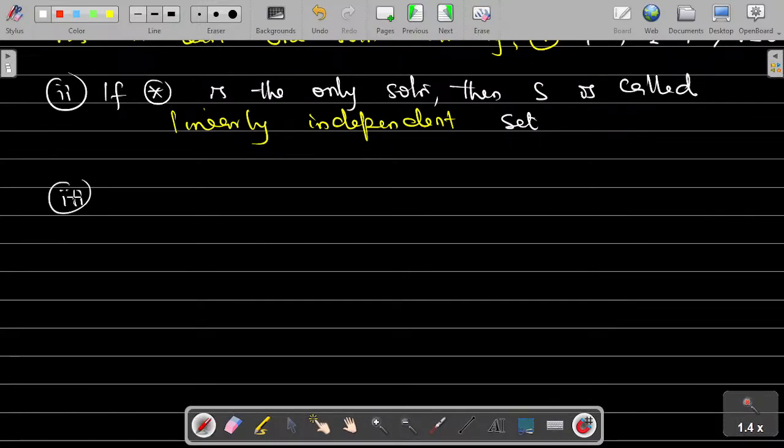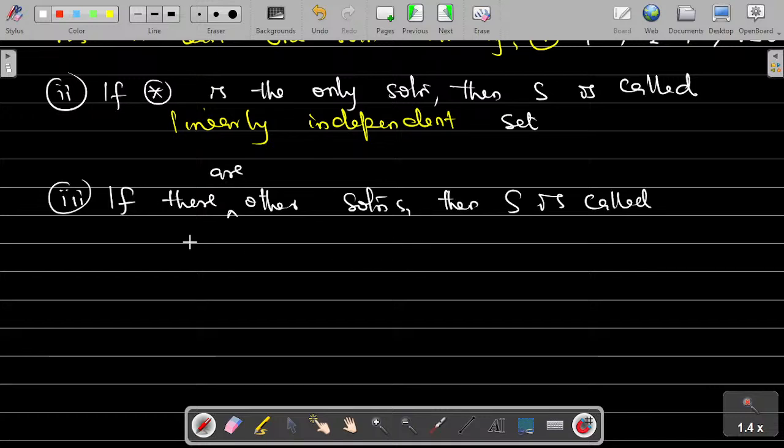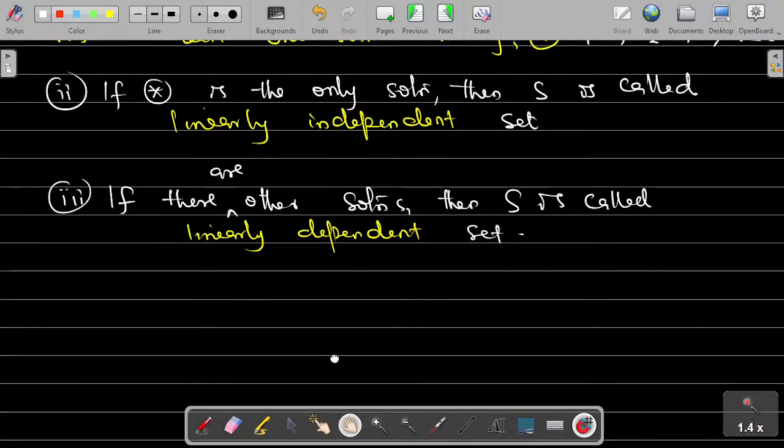All right, there is a third question there. You see what I just said is even here. So if there are other solutions, I've omitted r here, so if there are other solutions, then S is called linearly dependent set. It's called linearly dependent set. So that's very beautiful. Linearly dependent set. And that's the solution for I to I3.